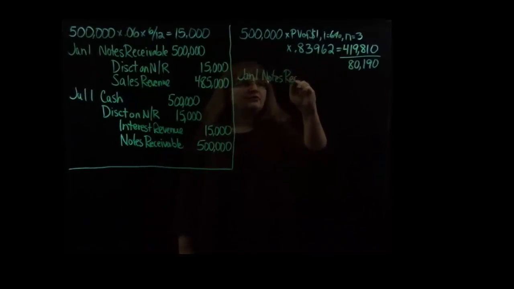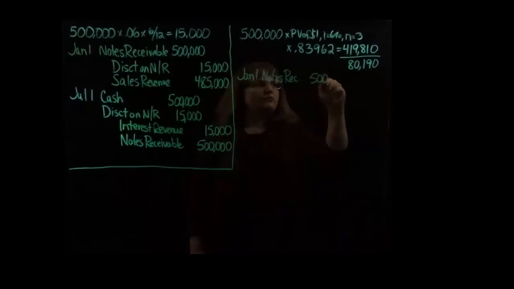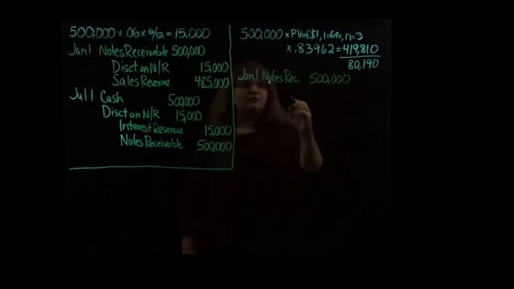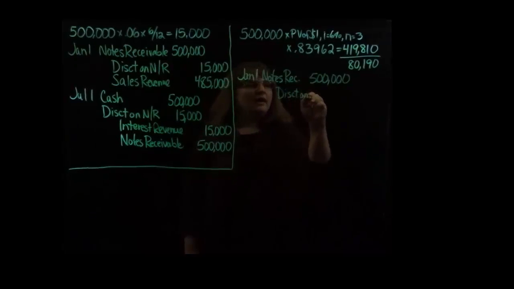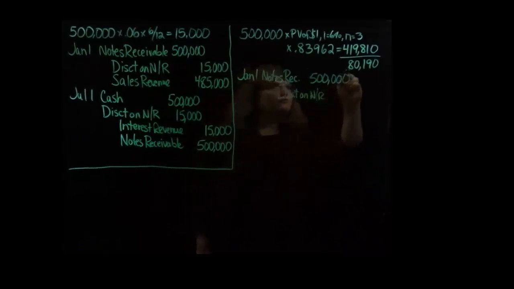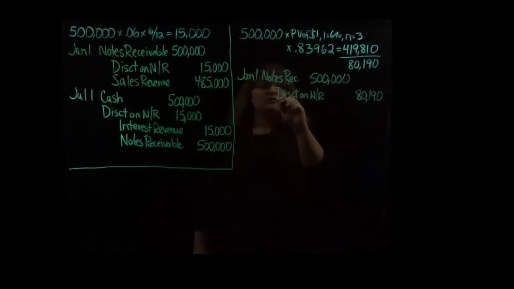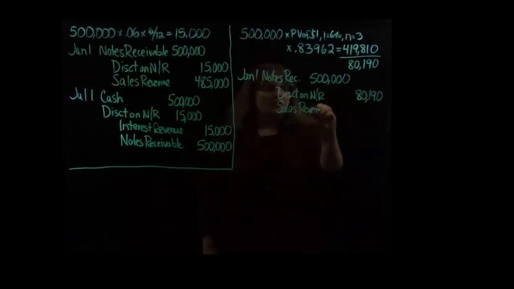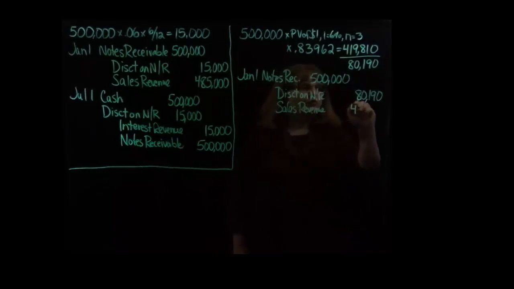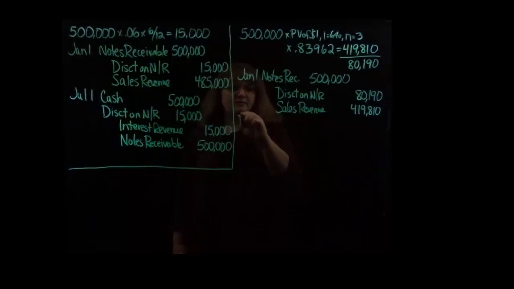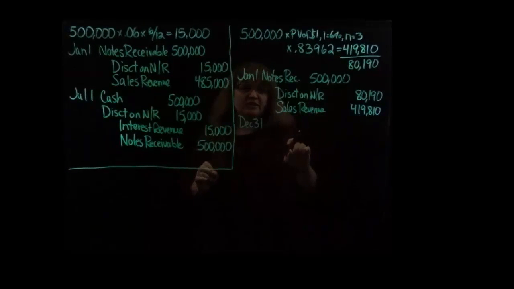So we're still going to debit notes receivable for the 500,000 face value, but this time we're going to credit the discount on note receivable for the 80,190, and we're going to credit sales revenue for the present value of $419,810.